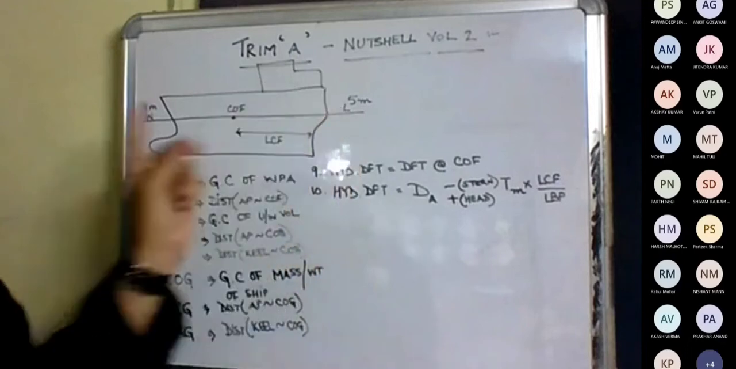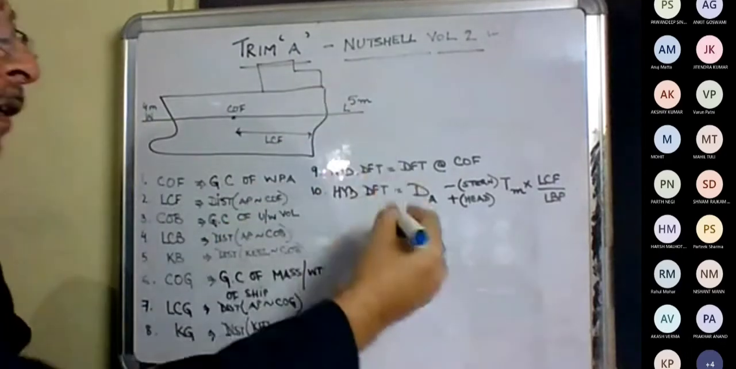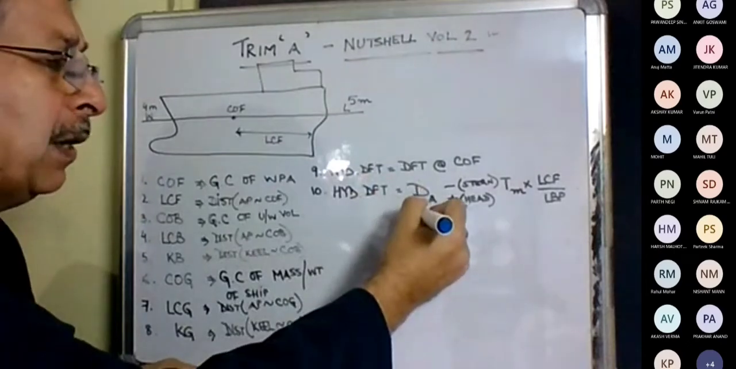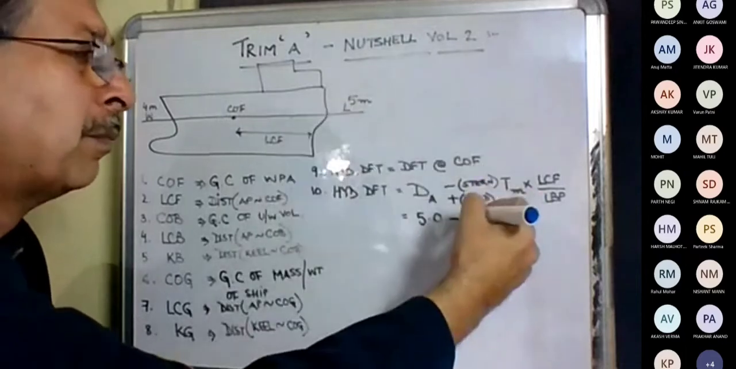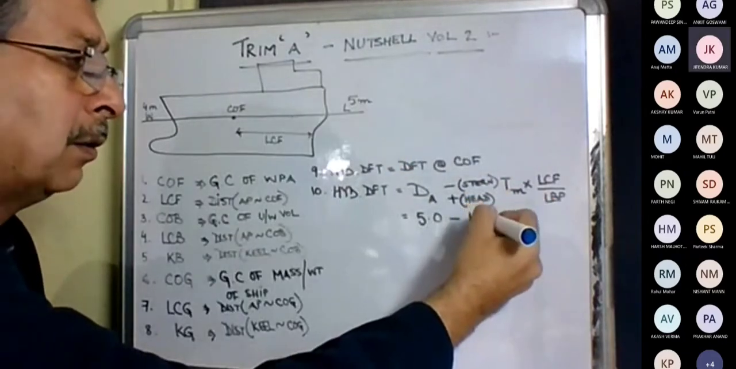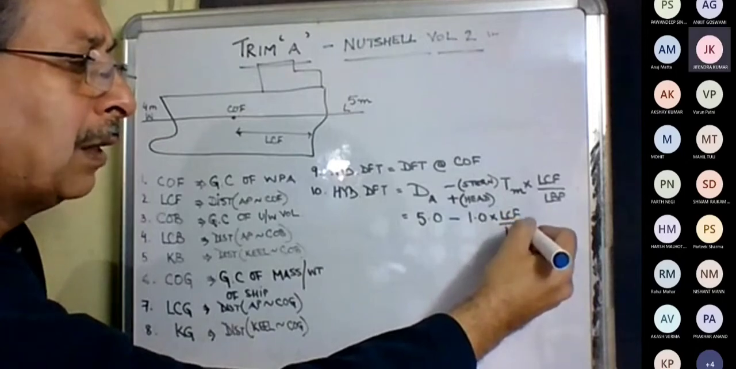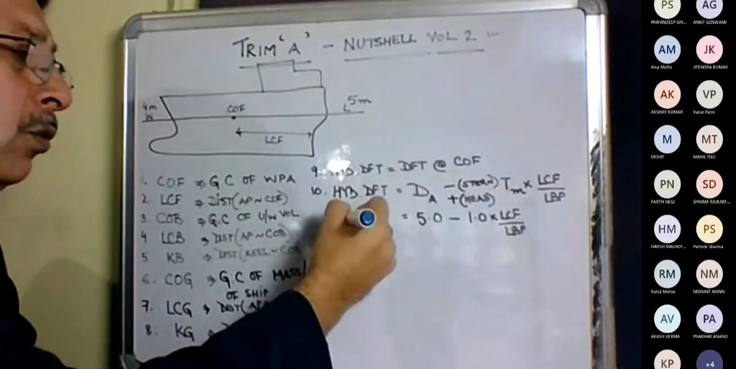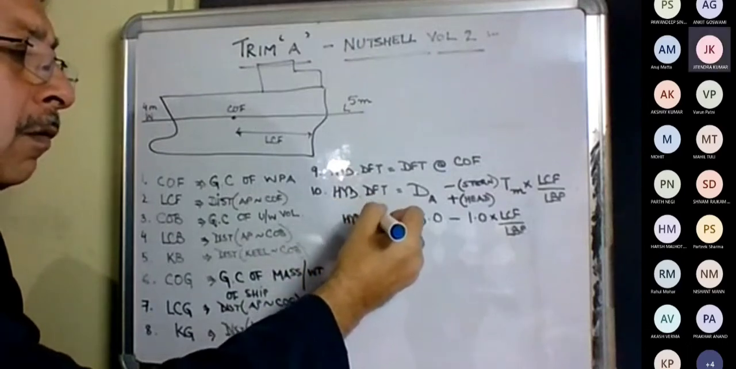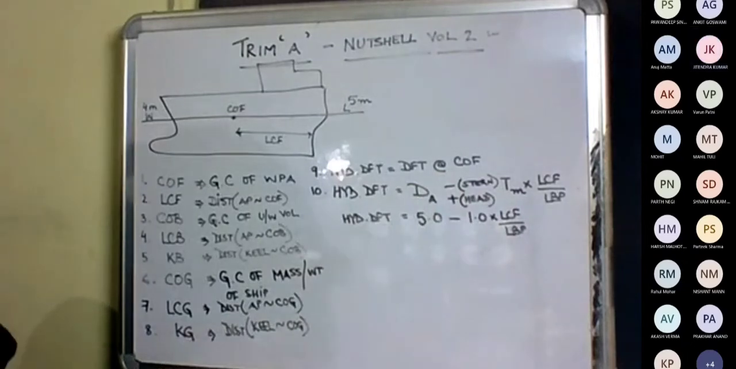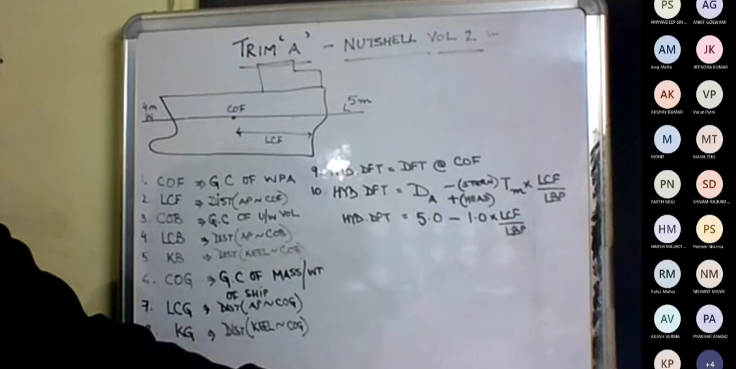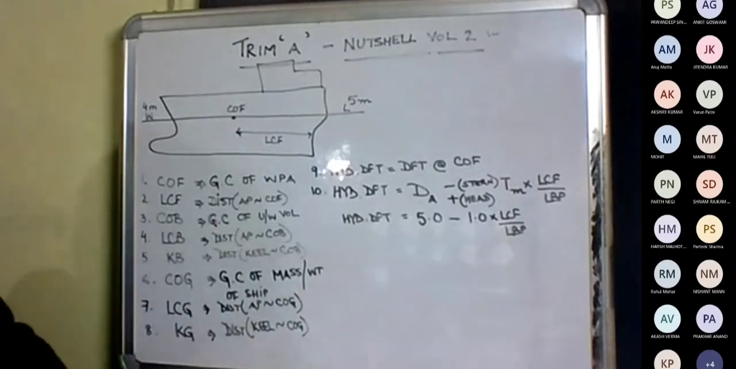So in this particular scenario, if your forward draft is 4 and aft is 5, it will be 5 minus, because it's a stern trim. How much is the trim? 1 meter. Into LCF, this will be given to you in the question. LBP is given to you in the question. And this will give you your hydrostatic draft. Any doubt up till now? All clear, sir. Okay.